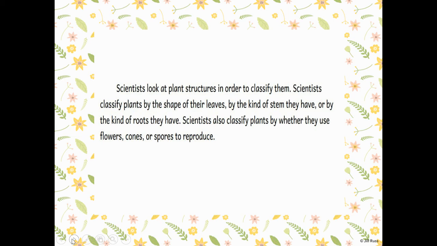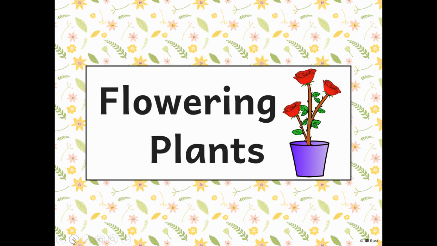Scientists also classify plants by whether they use flowers, cones, or spores to reproduce. And we've talked about those three things. So based off of our information today, you should be able to go back and answer your true-false questions. Do we classify by looking at plant structures? Absolutely. Do we look at where they live in their habitat? Yes. Gardeners, farmers, scientists, they all look at them differently depending on the use of the plant. Next time we come together, we're going to talk about flowering plants.